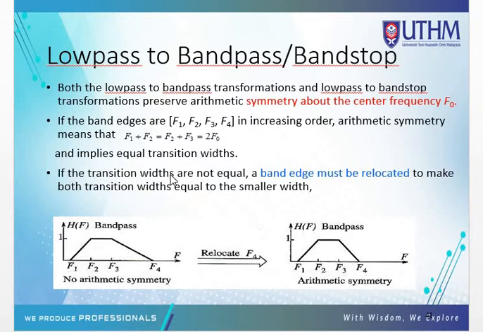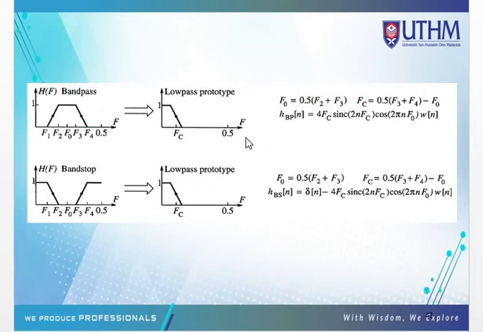So if the transition widths are not equal, a band edge must be relocated to make both transition widths equal to the smaller width. If the band pass is like this, with no arithmetic symmetry, we need to relocate the F4 value. So we move it to here so that it is arithmetically symmetric. And this is the transformation for the band pass, and this is the transformation for the band stop.